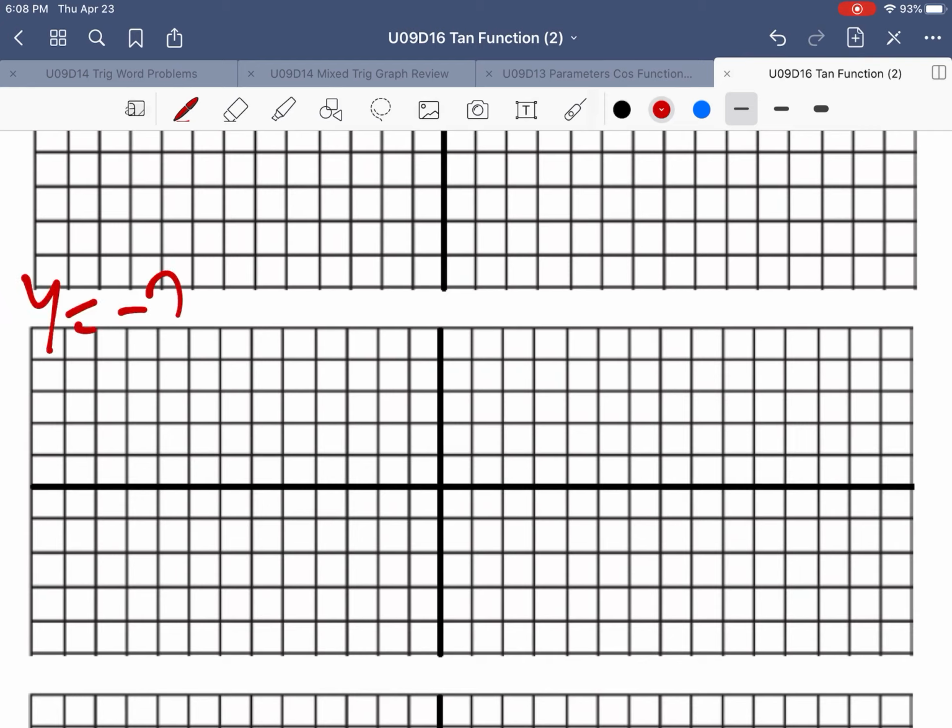So y equals negative 2 tangent of, let's say, 4x. In this case, we do need to know the general look of the standard tangent curve, but we're going to also apply a couple other things. Firstly, we need to know that there's a negative here, so that means we're going to be flipping our graph over the x-axis. So all the points that were negative will become positive, all the points that were positive will become negative. Also, the values that were 1s before will suddenly become 2s.